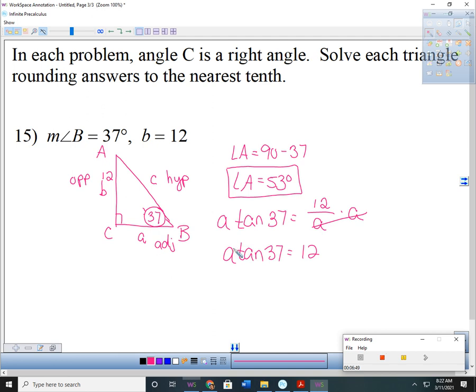And now, to solve for A, I divide by the tangent of 37. So A is approximately 15.9.